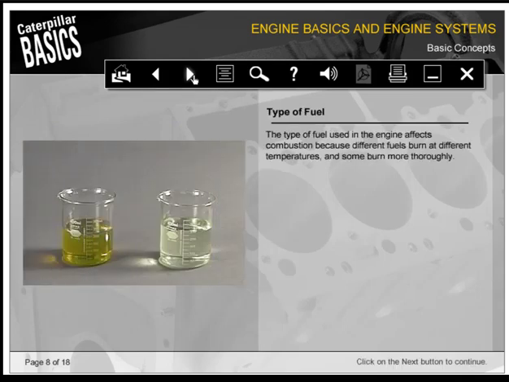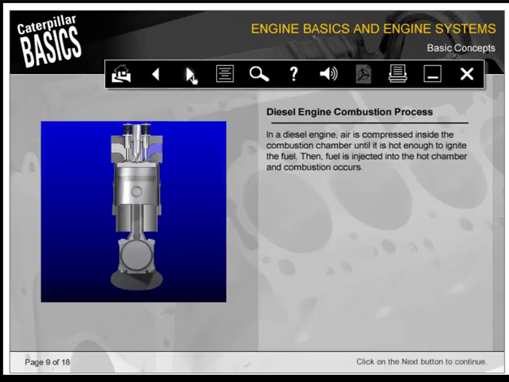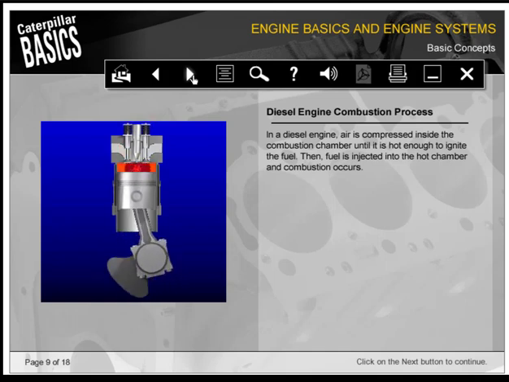The type of fuel used in the engine affects combustion because different fuels burn at different temperatures, and some burn more thoroughly. In a diesel engine, air is compressed inside the combustion chamber until it's hot enough to ignite the fuel. Then fuel is injected into the hot chamber and combustion occurs.